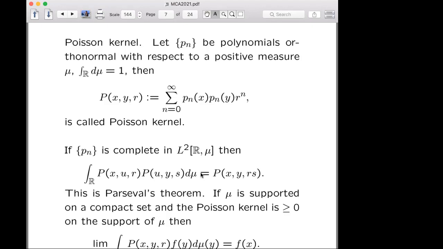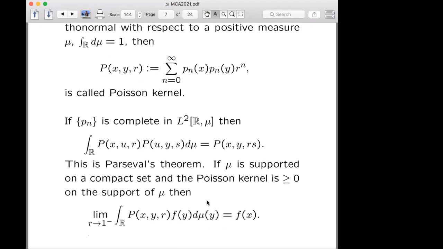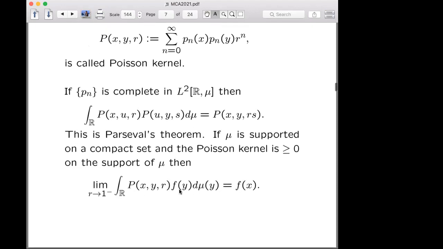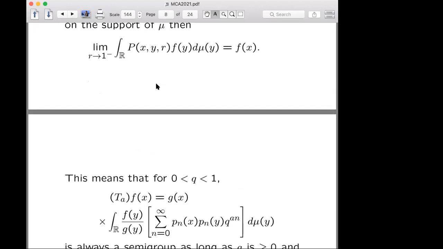So that gives me a semigroup automatically. I don't have to worry about it. I need to check that this becomes the identity operator as r tends to 1, which is the t goes to 0. This is also true, but it needs some assumptions that this thing is positive. If the Poisson kernel is positive, I can justify that. And on a compact subset. Okay, this is just Korovkin's theorem. It's not a big deal.